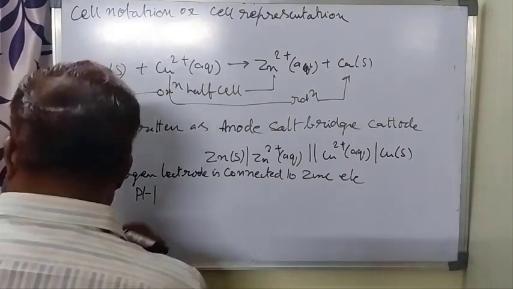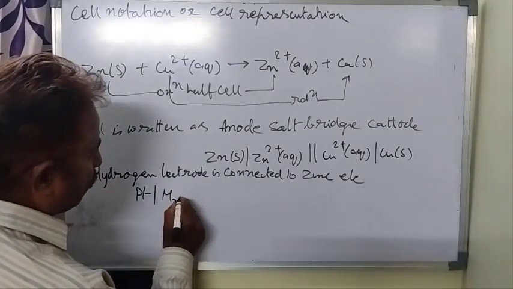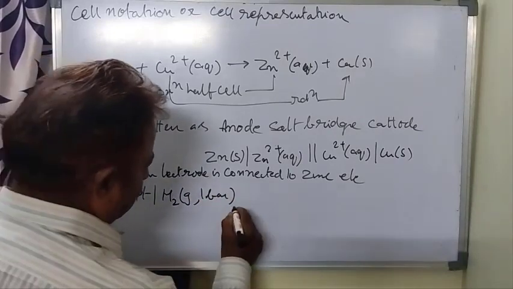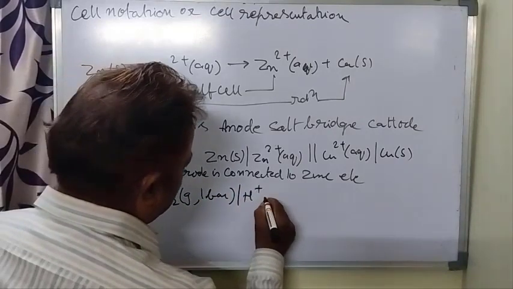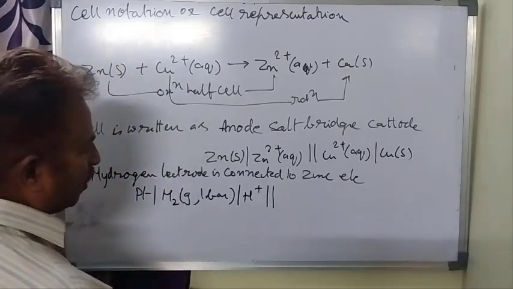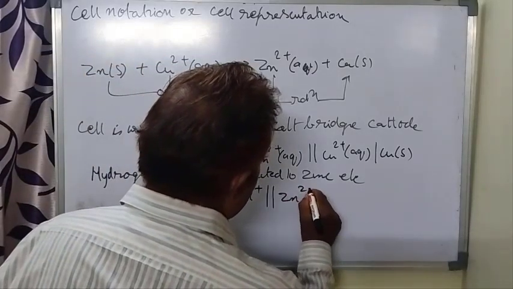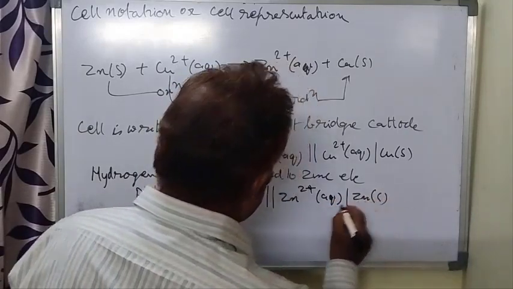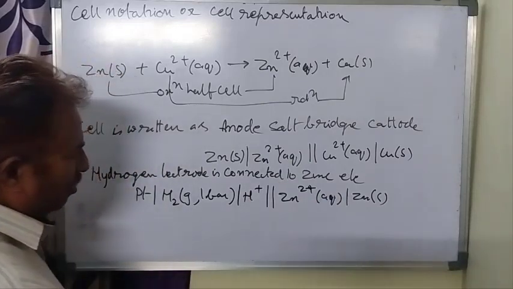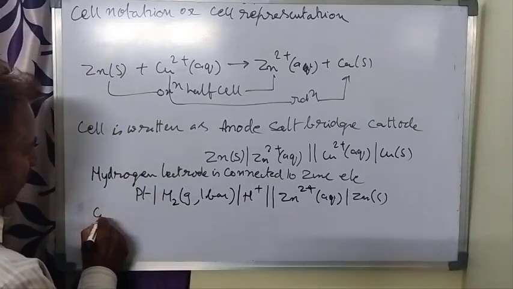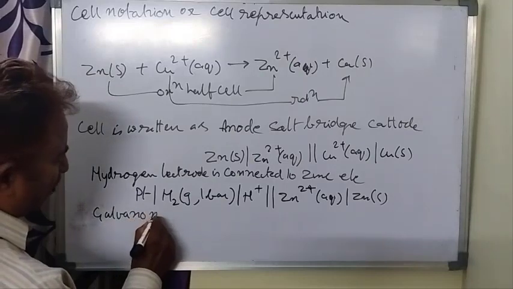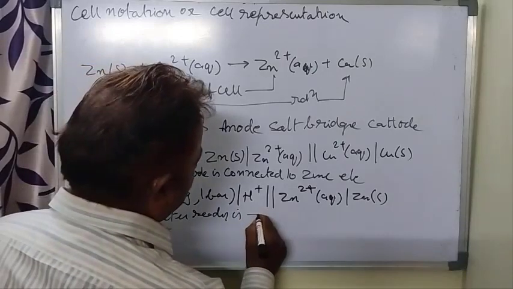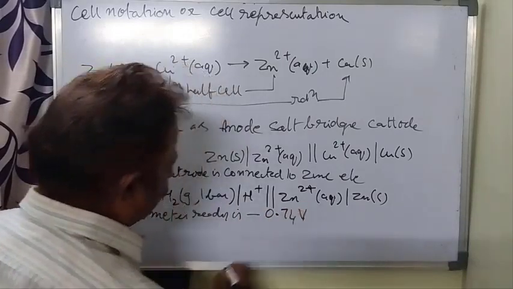So this is hydrogen: H2 gas at 1 bar, vertical line, H+, and of course the salt bridge. Now this is Zn2+ aqueous oblique Zn solid. So this is the anode, this is the cathode. So the galvanometer reading is found as minus 0.74 volt.